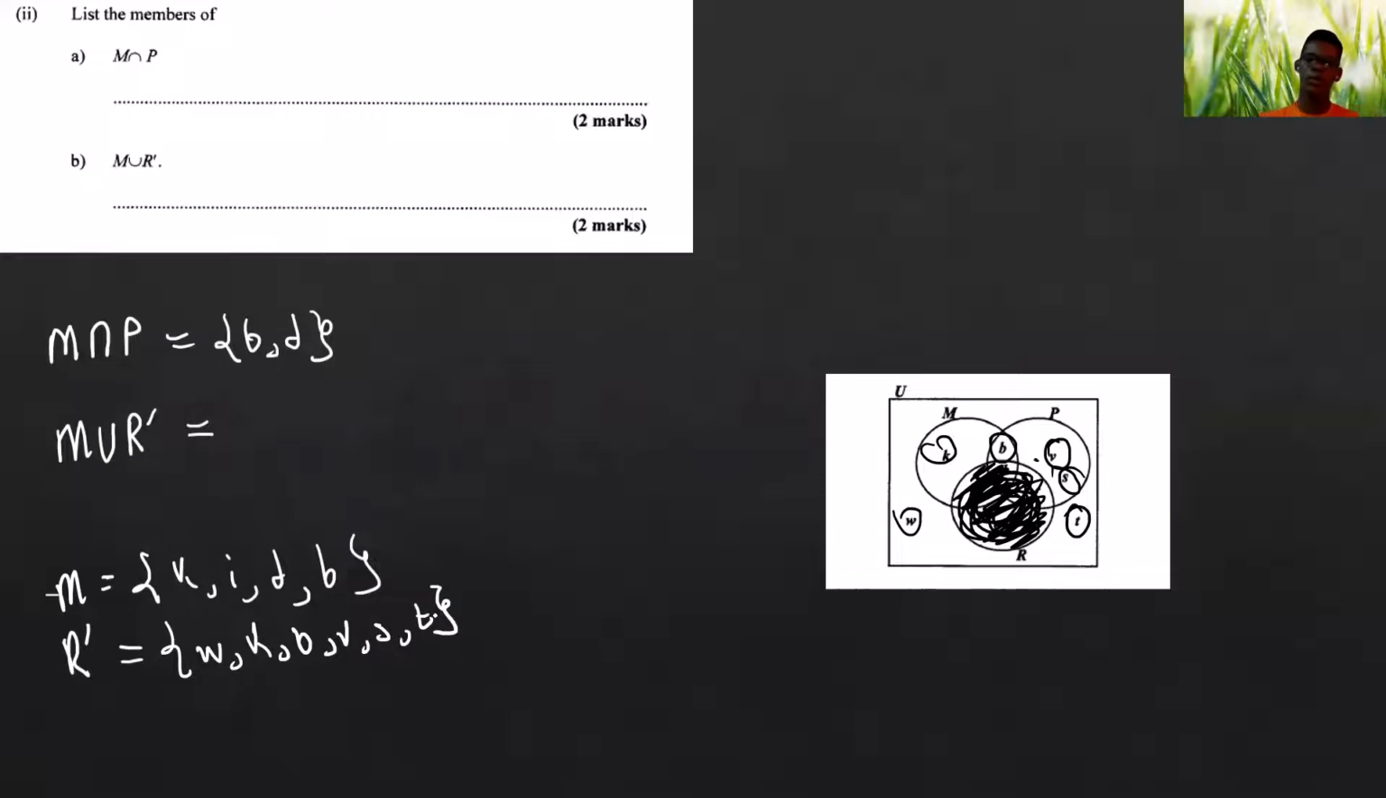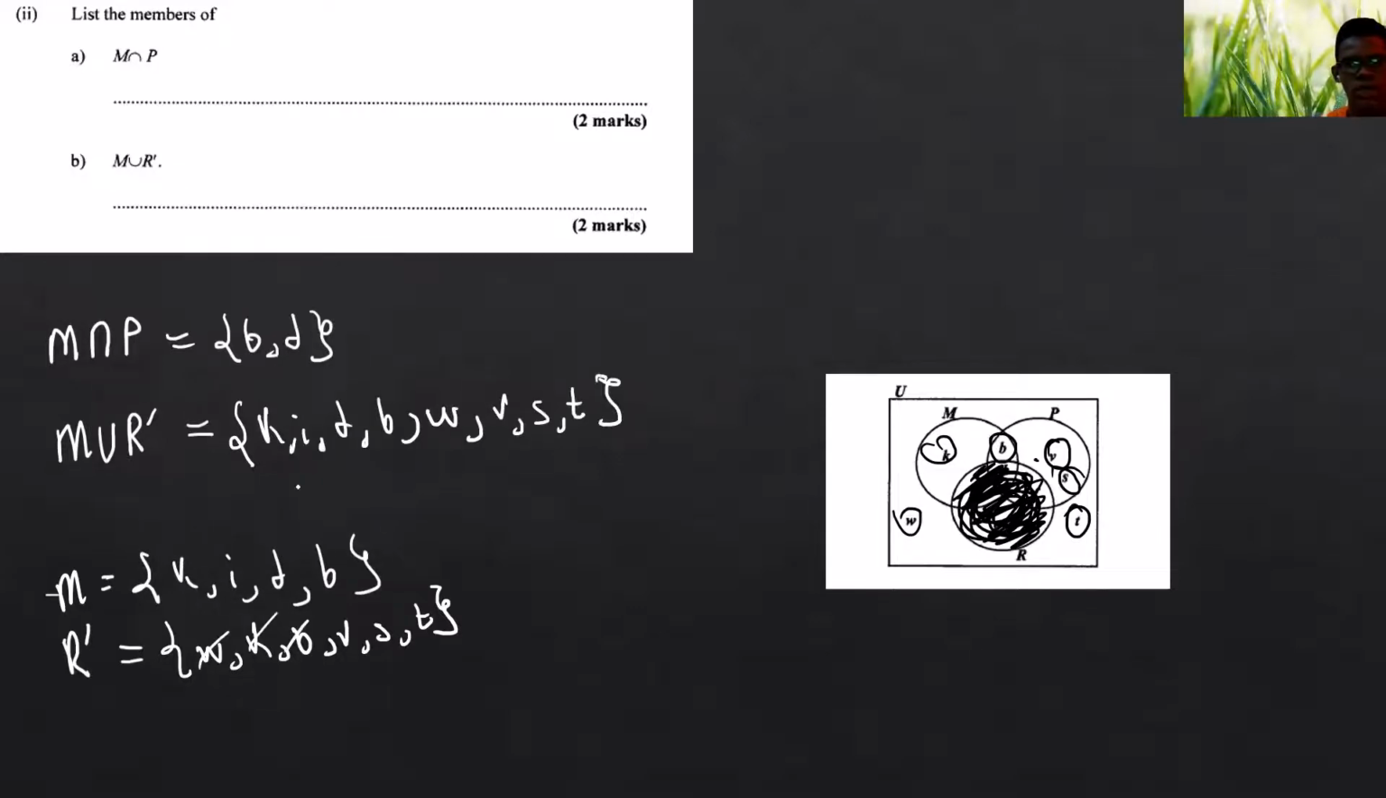So we know what M is, we know what R complement's elements are. We just need to unionize them. In other words, write all of them together. Remember, don't write the same elements twice. So let's start off with M, so K, I, and this is our M union R complement.